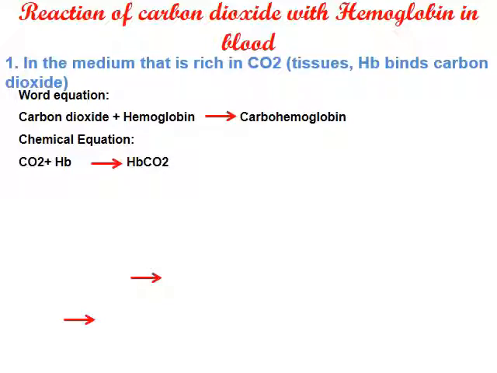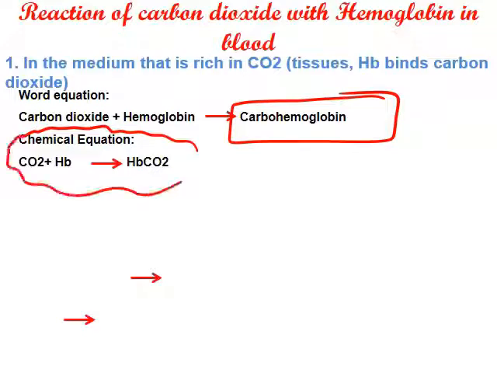In a medium that's rich in CO2, like the tissues, hemoglobin binds carbon dioxide. So carbon dioxide with hemoglobin gives something called carbohemoglobin. This is the word equation. Chemical equation: CO2 plus Hb gives HbCO2.